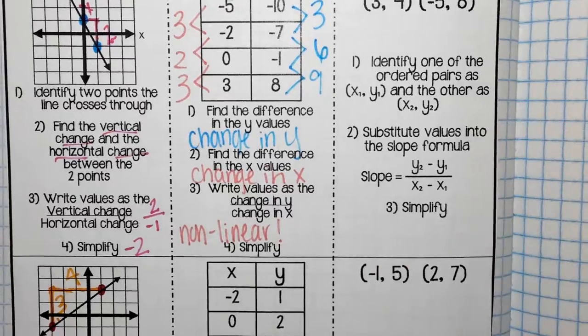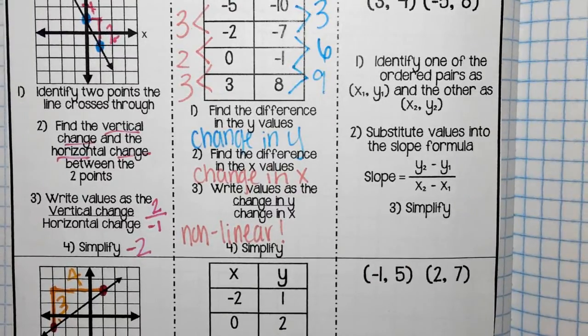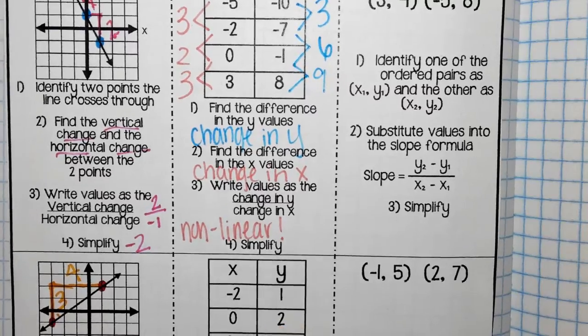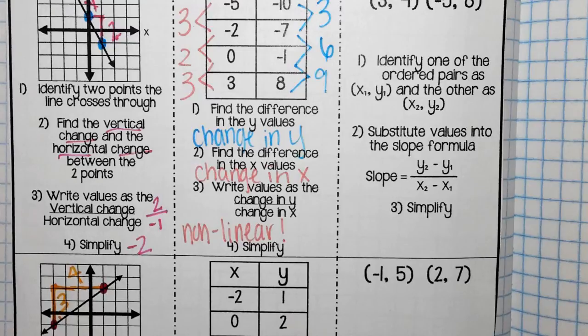All right, can you find the slope of the bottom one without me? Find the slope of the bottom table now. See if it's linear or not. It may not be. Who knows? We'll all know when we figure it out.